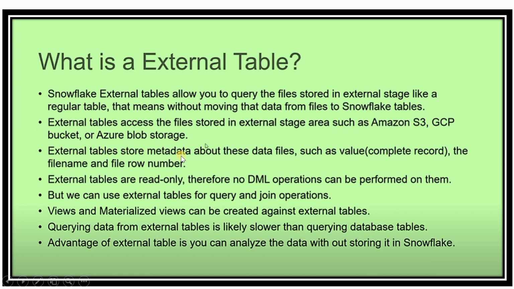External tables store metadata about these data files, such as a value, complete record, the file name, and file row number. So these external tables store the metadata about the data files present in your cloud location. They can store a complete record of that data file, and they store the file name and the file row number as well. There are basically three metadata columns, and we will discuss that in an upcoming slide, then you will better understand those things. In the external table we get three extra columns that store these details: complete record, file name, and file row number, and there is one variant column as well.